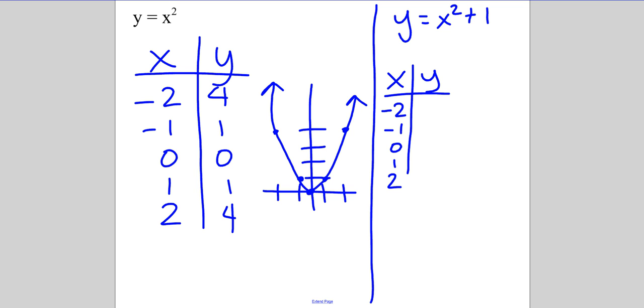So over this one, -2 squared, we get 4. 4 plus 1 is 5. So we plug 5 in. -1 squared is 1, plus 1 is 2. 0 squared is 0, plus 1 is 1. So I'm going to plug those in.